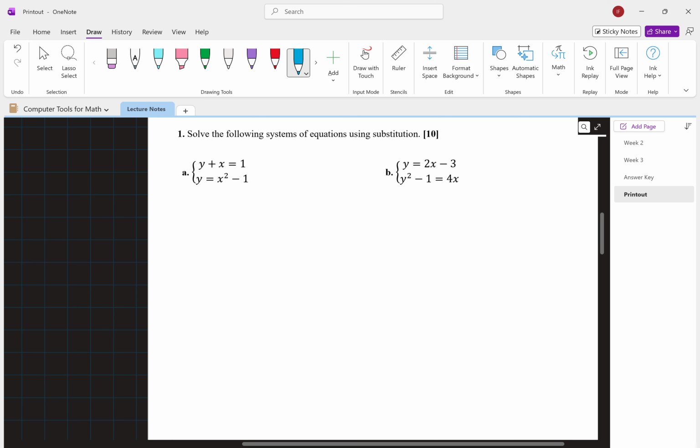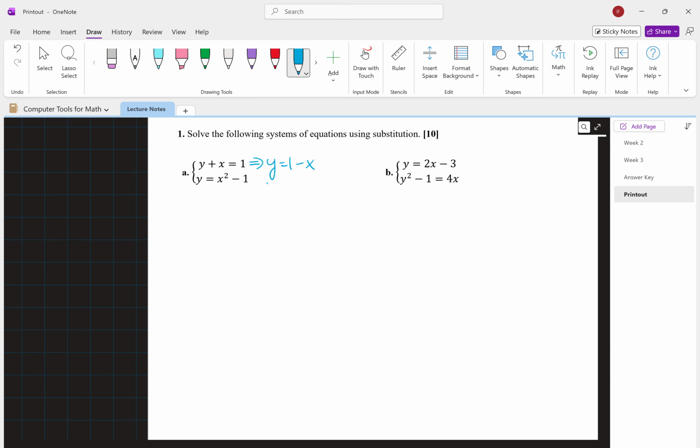So here, problem 1 asks us to solve the following systems of equations using substitution. Substitution is going to entail isolating one variable in one of the equations in our system and plugging that value into the other equation to find the value of one of our variables. So here, we're going to isolate our y variable to get y is equal to 1 minus x.